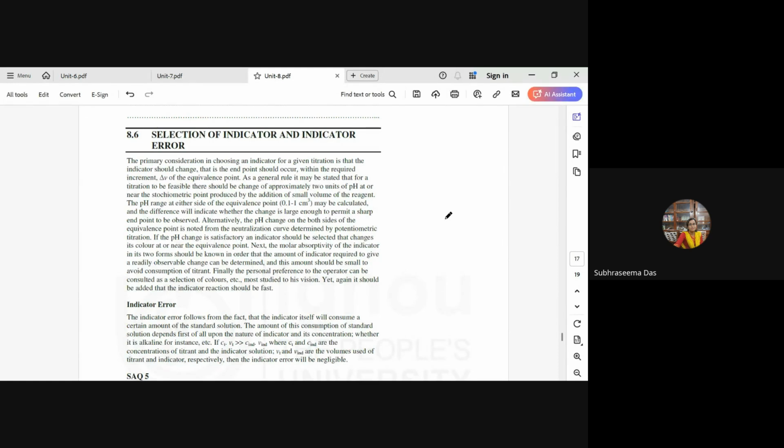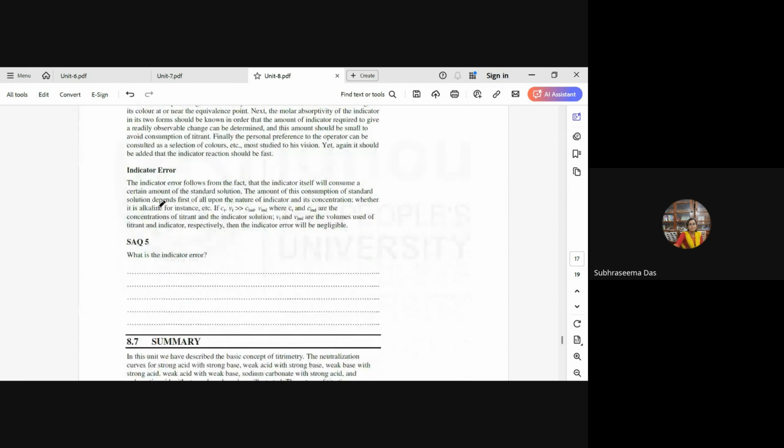Alternatively, the pH change on both sides of the equivalence point is noted from the neutralization curve determined by potentiometric titration. If the pH change is satisfactory, an indicator should be selected that changes its color near the equivalence point. Next, the molar absorptivity of the indicator in its two forms should be known in order that the amount of indicator required to give a readily observable change can be determined. The personal preference of the operator can be consulted in the selection of colors. It should be added that the indicator reaction should be fast.